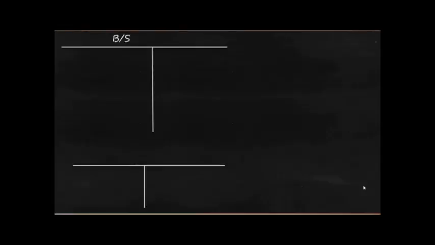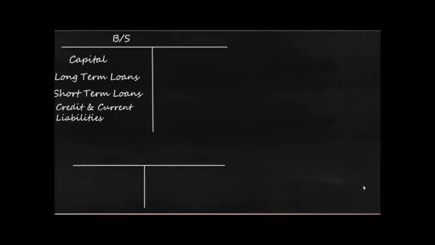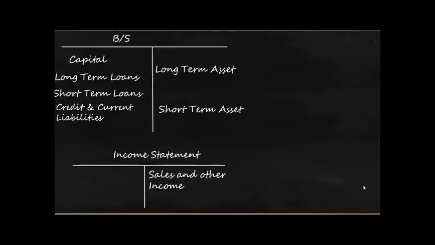See, the balance sheet will have liabilities like capital, long-term loans, short-term loans, creditors and current liabilities, and with all these funds, long-term assets and short-term assets would be created. And with these assets, what will happen? The company will work and would try to generate income, and all those incomes will be captured in the income statement, and it would basically be the sales and other income, and expenses have to be incurred, and finally the company would make profit or probably would end up in loss, whatever.